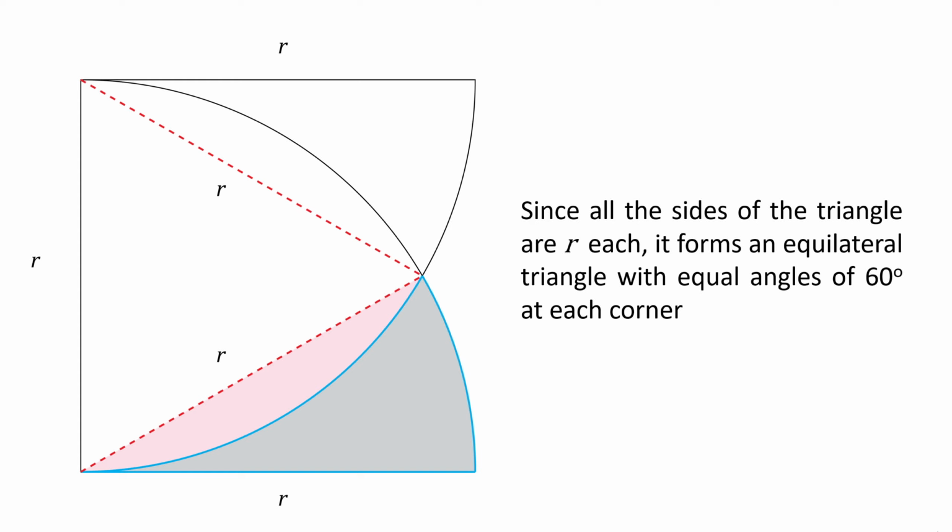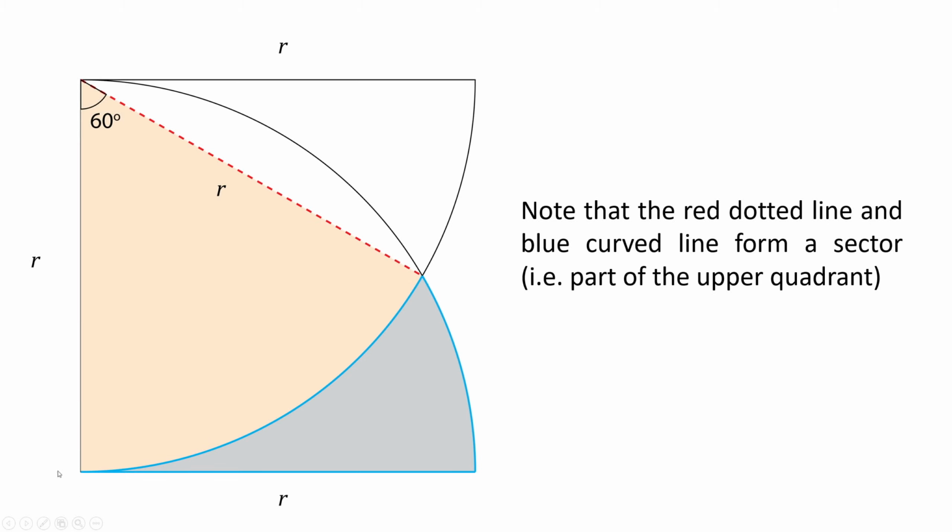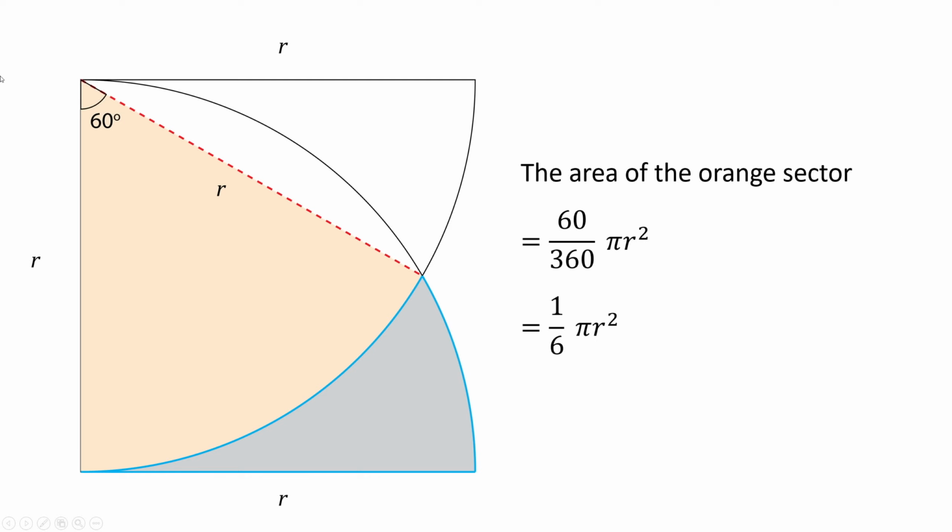Since all the sides of the triangle are r each, it forms an equilateral triangle with equal angles of 60 degrees at each corner. Note that the red dotted line and blue curved line form a sector. The area of the orange sector is equal to 60 degrees divided by 360 multiplied by pi r squared.